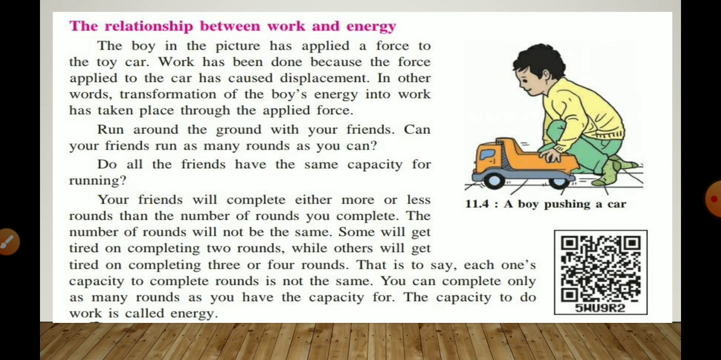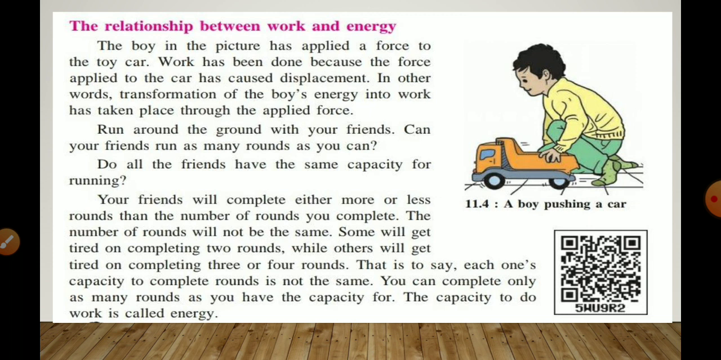Understood? Do all the friends have the same capacity for running? No. Your friends will complete either more or fewer rounds than the number of rounds you complete. The number of rounds will not be the same. Some will get tired on completing 2 rounds, while some others will get tired on completing 3 or 4 rounds. That is to say, each one's capacity to complete rounds is not the same. You can complete only as many rounds as you have the capacity for. The capacity to do work is called energy.